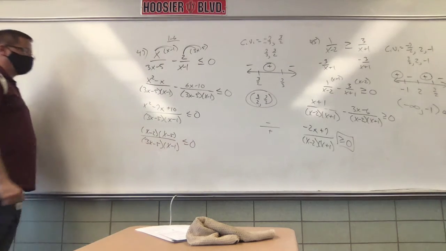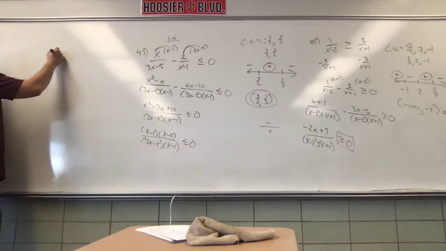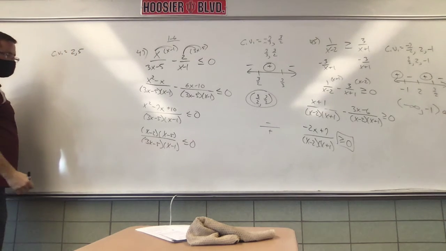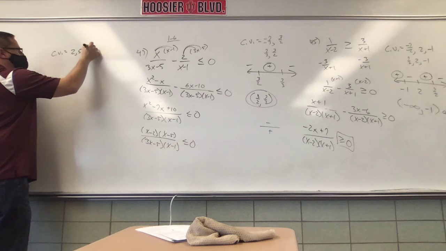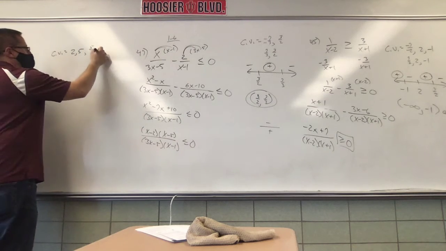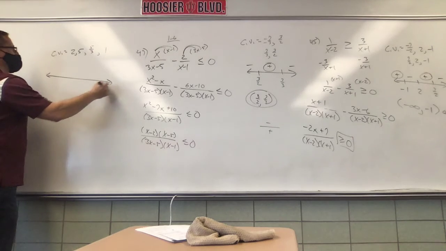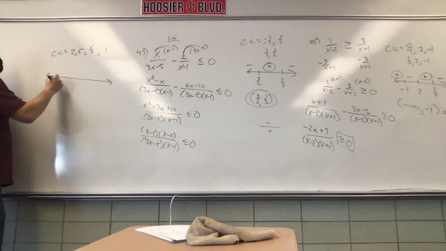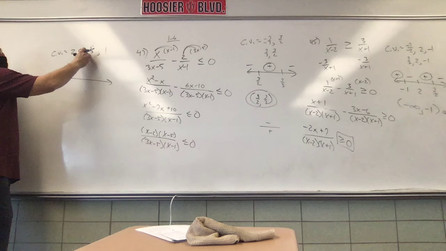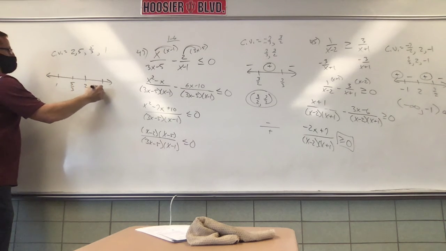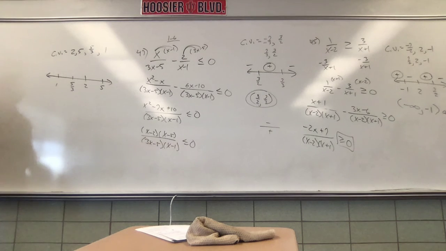Nothing cancels. There are 4 critical values. 2, 5, positive 5/3, and 1. Okay? It's not going to bounce at any of them. It's going to cross over every time. Let's put them in the right spots. Smallest number here is 1. 5/3 is a little more than 1, so 5/3 is next, then 2, then 5. Make sure you put them in the right spots and then underline.